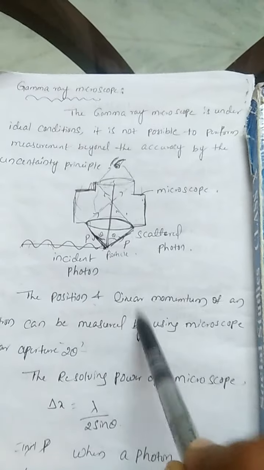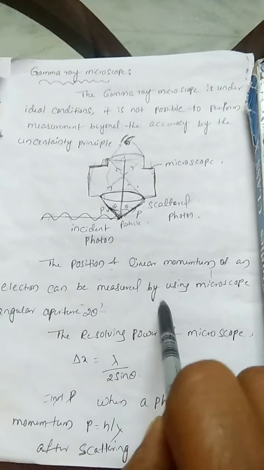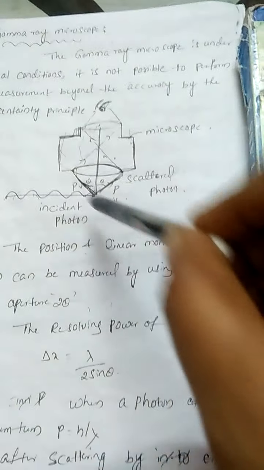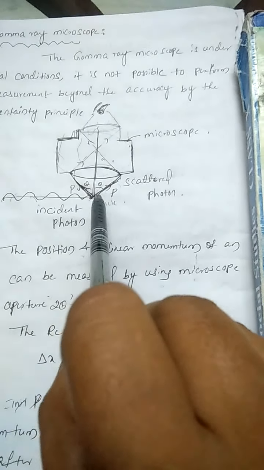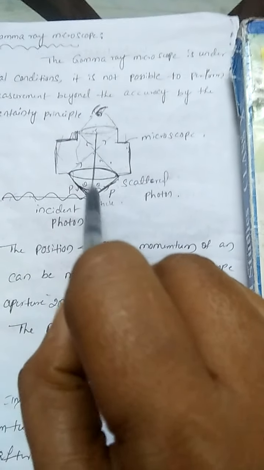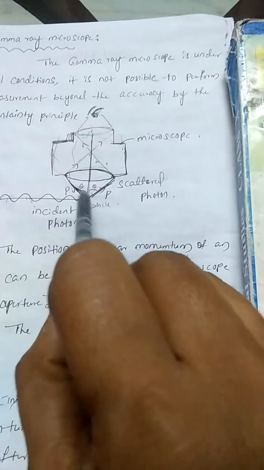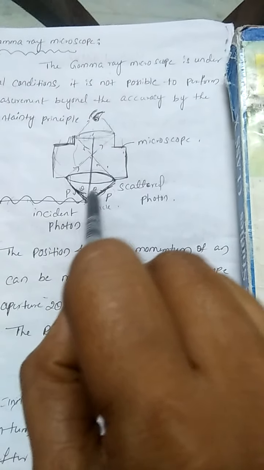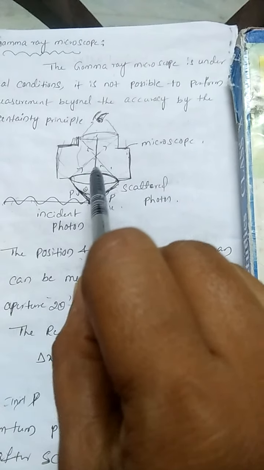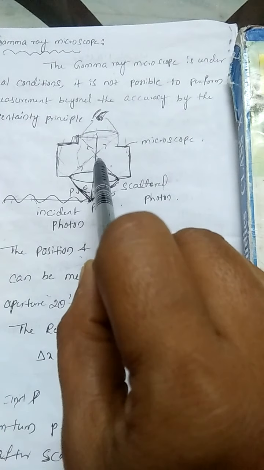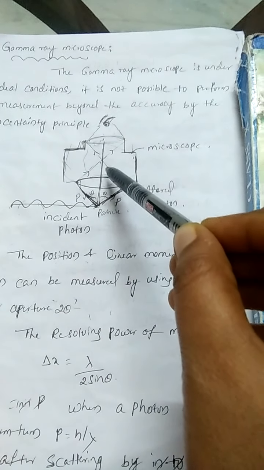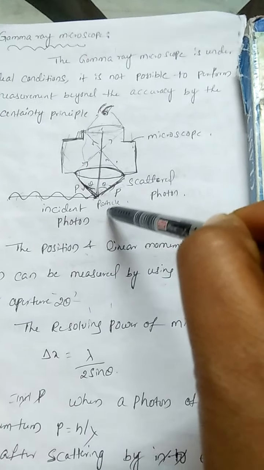Next, let us discuss what happens here. The position and linear momentum of the electron can be measured using the microscope's angular aperture 2 theta. When the photons are incident on the electron, the electron also travels in this direction, and the photons are scattered within the 2 theta aperture. The position of the electron can then be observed by the microscope.